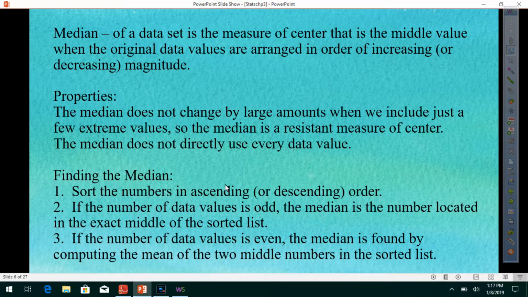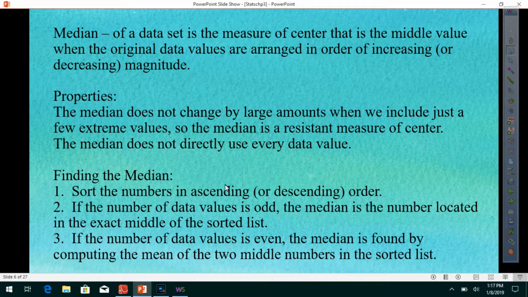The median of a set of data is the measure of center that is the middle value when the original data values are arranged in order of increasing or decreasing magnitude. Properties: the median does not change by large amounts when we include just a few extreme values, so the median is a resistant measure of center. The median does not directly use every data value.